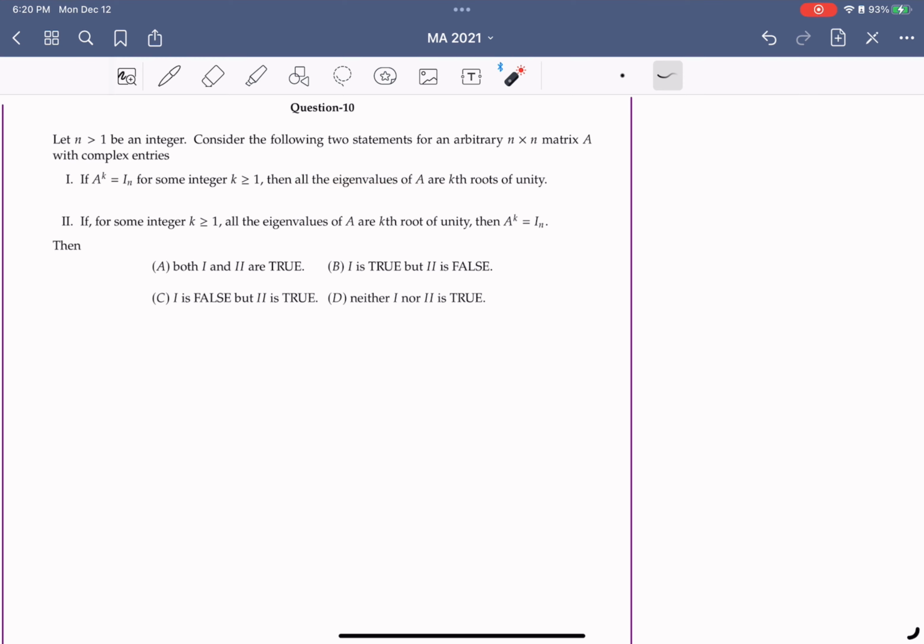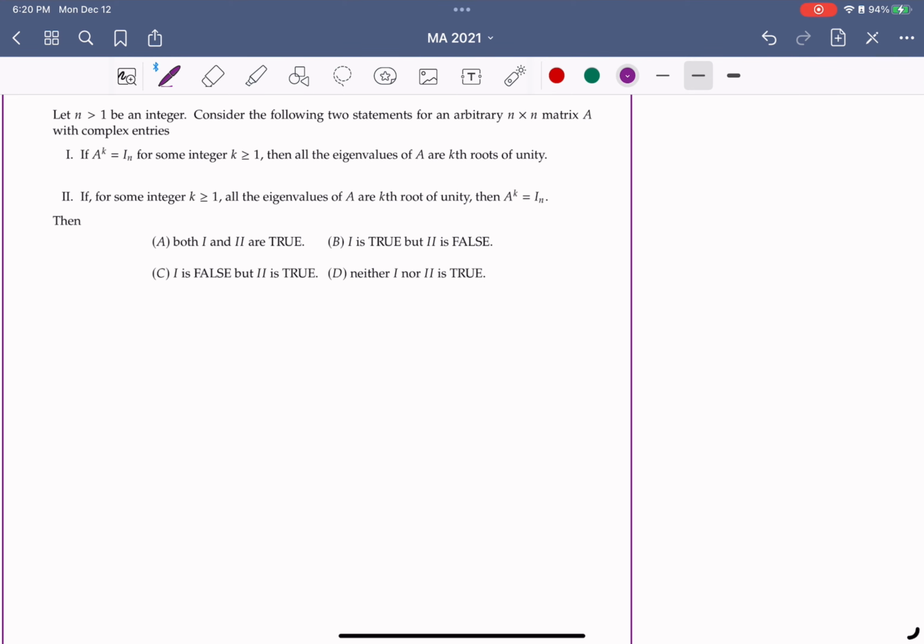So what this statement is saying is the following. If the kth power of a matrix is the identity, then the kth power of all of its eigenvalues is equal to 1. Very well. Now here's the second statement. It says that if all the eigenvalues of A are the kth root of unity, then A power k is the identity. The second statement is the converse of the first statement.